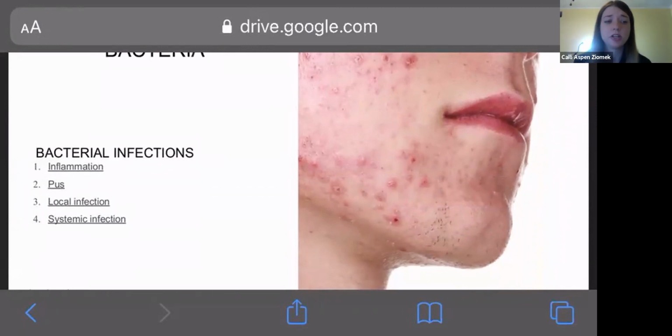Bacterial infections will include inflammation, pus, and local infections. You'll think of it like with acne, and then systemic infections, which is what you think of when you have a cold. A local infection is only in one spot. I have a local infection of a boil on my hand or a wart on my hand. I have a systemic infection, which affects my entire body, if I have a cold or a fever, something like that, because everything is affected by it.